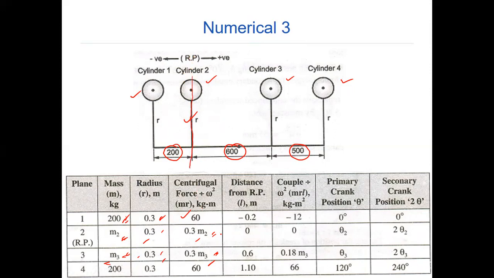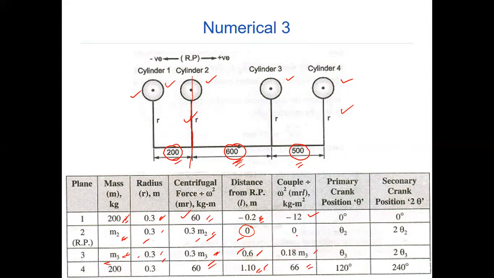So if you take this as a reference, distance is equal to 0. And what is the distance for 1? Minus 200. It is on the left side. It is given in meter, minus 0.2. This is 600, 0.6. So the crank 4 is 600 plus 500, 1100. That is 1.1 meters. Now you multiply the centrifugal force and the distance. 60 into 0.2, this value. This into 0, 0. This into 0.6, 0.18 M3. And 60 into 1.1, 66.